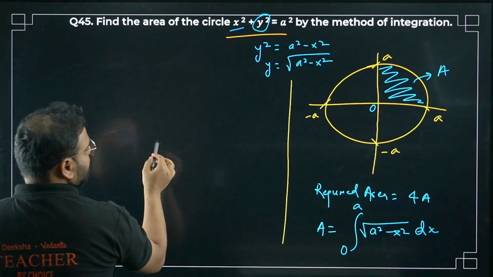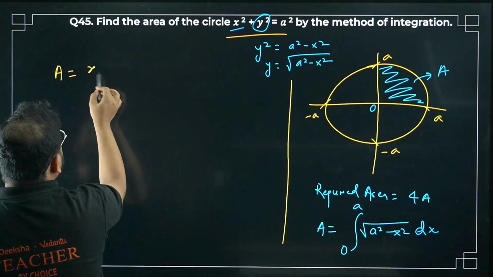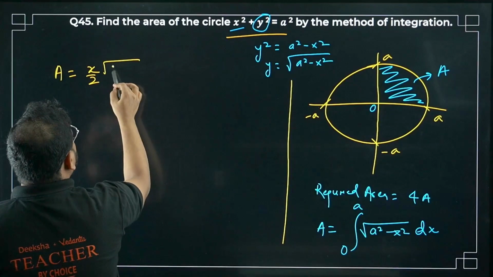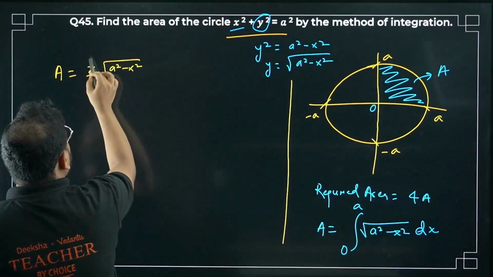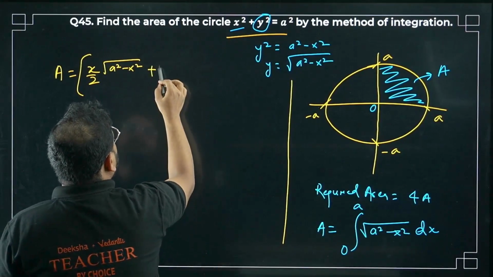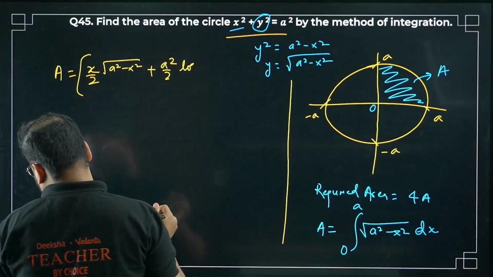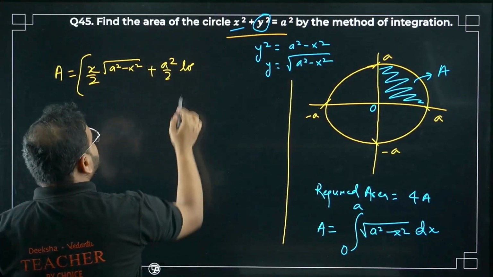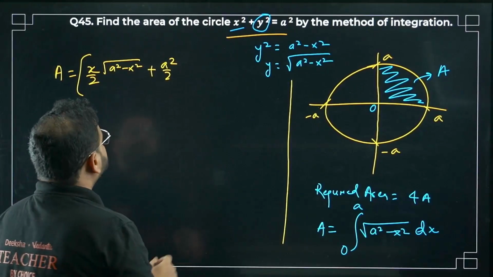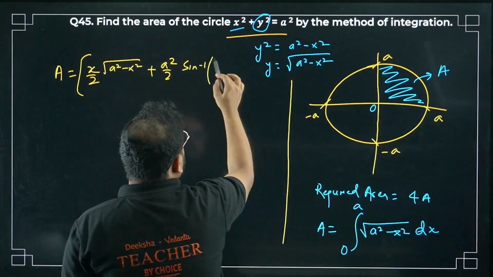Okay, so please check. So my a will turn out to be, of course, x by 2, same root will repeat, bacha. So root of a square minus x square, again it will be under the limits, right? And then you'll have a plus sign, a square by 2, forgive me, not log, it will be sine inverse, right? So sine inverse of x by a.